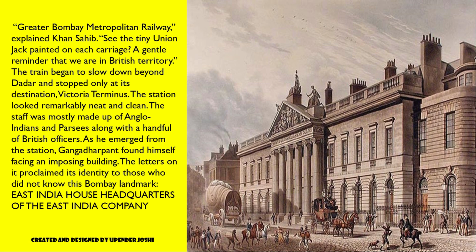When Professor Gaitondei left the station, he saw a large building with "East India House, headquarters of the East India Company" written on it. This shocked him because the East India Company had been closed down after the 1857 revolt, according to history books. But here it was still active. He realized history had changed somehow and needed to find out how and when it had happened.